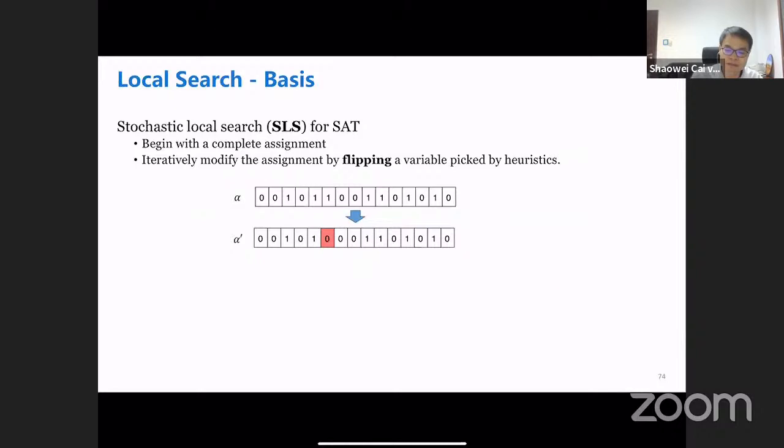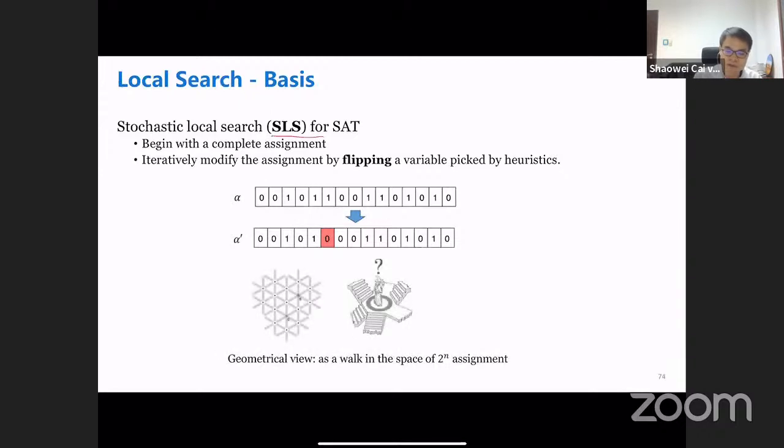local search part. Local search is another main method for solving SAT. Compared to CDCL, local search is quite simple. Actually, in an engineering way, it's also like it. It works in the space of complete assignments. We remember that CDCL works in the space of partial assignments, right? But local search works in the space of complete assignments.